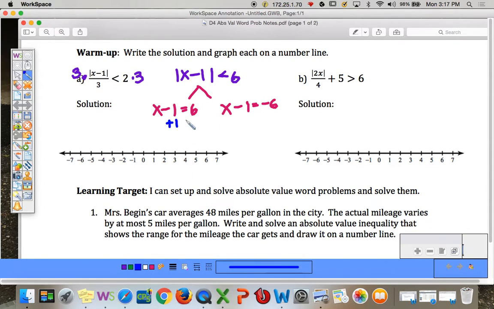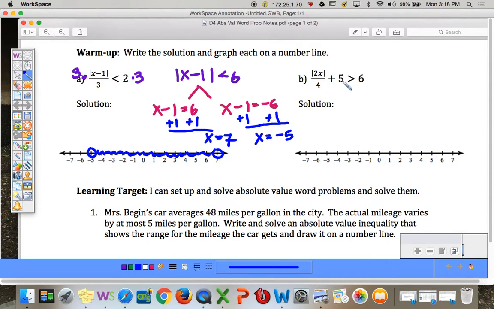We're going to add 1 to each side, and we get x can be 7, and x can be negative 5. Now if it's less than, we know that's between. So if we graph this, we're going to use an open dot at negative 5 and an open dot at 7. And any number in between will work in this inequality. And if you plug in any number and solve, it'll be less than 2.